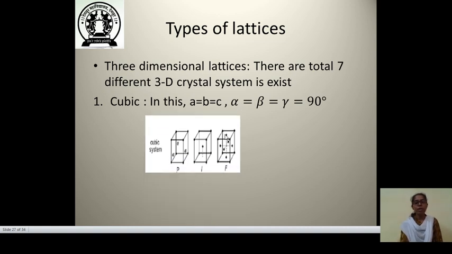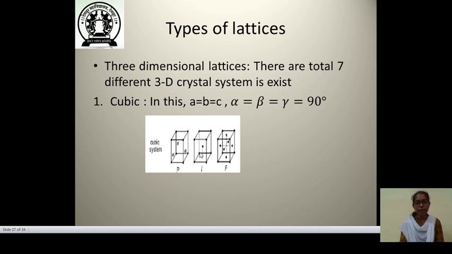First one is the cubic. For cubic lattices, the lengths of the three vectors A, B, and C are all equal, and the angle between them is also 90 degrees. Here is the first system. A is equal to B is equal to C, alpha is equal to beta is equal to gamma is equal to 90 degrees. Here the length of each side along the three axes is equal, and the angle between any two vectors, the angle between A and B is gamma, which is 90 degrees, the angle between B and C is alpha, which is 90 degrees, and the angle between A and C is beta, which is also 90 degrees. This is the first system.